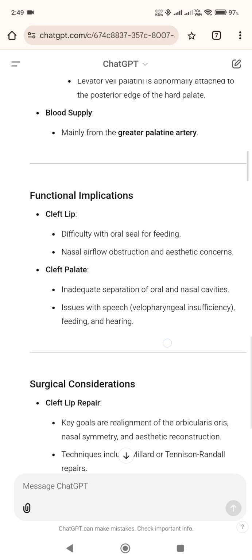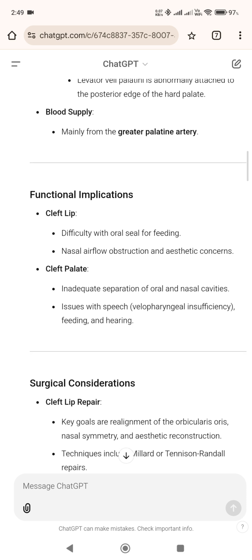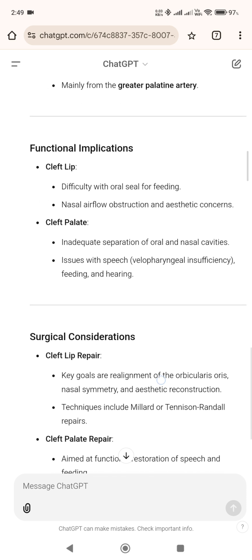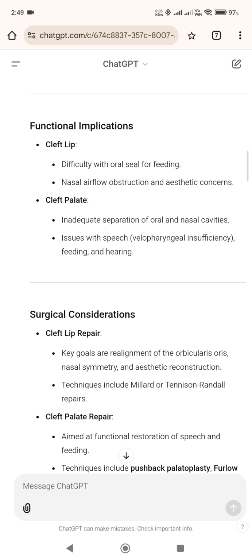Functional implications. Cleft lip. Difficulty with oral seal for feeding. Nasal airflow obstruction and aesthetic concerns. Cleft palate. Inadequate separation of oral and nasal cavities. Issues with speech, velopharyngeal insufficiency, feeding, and hearing.